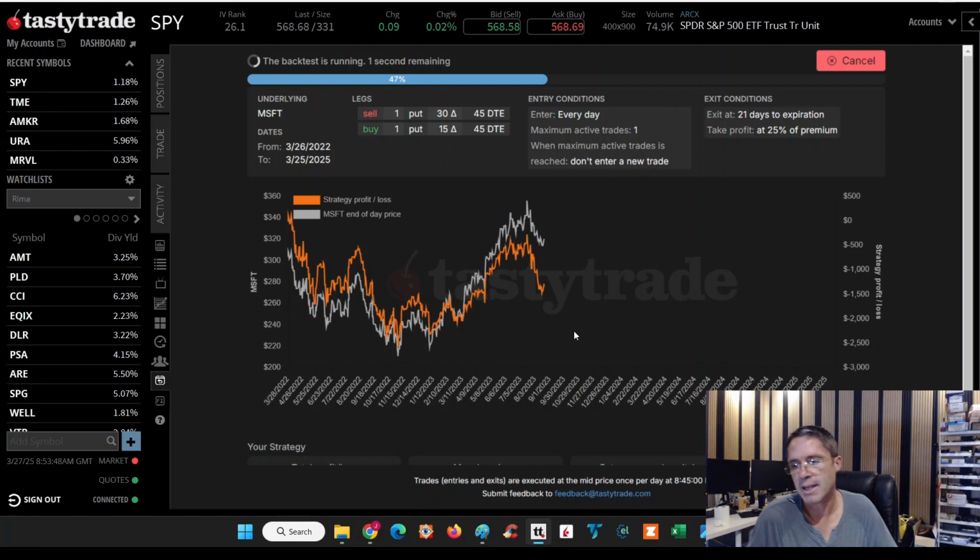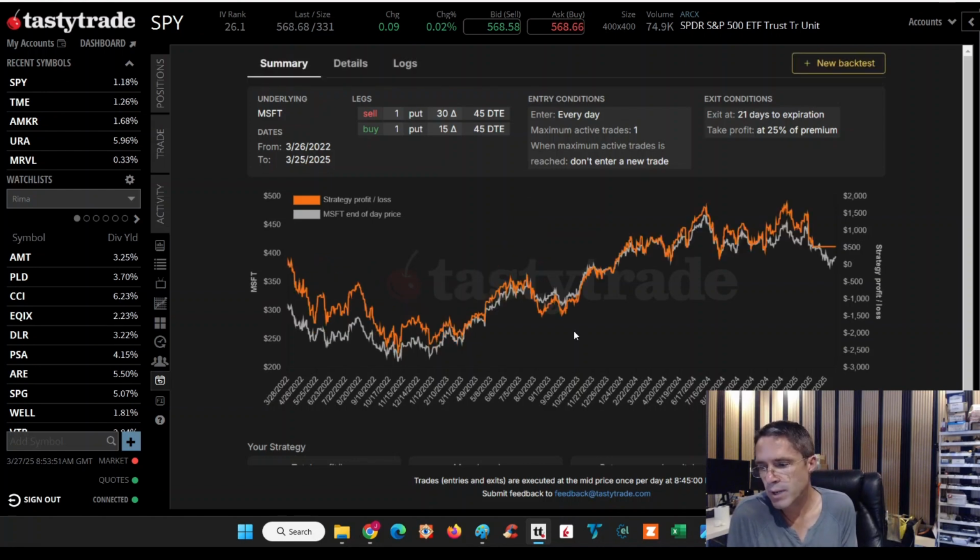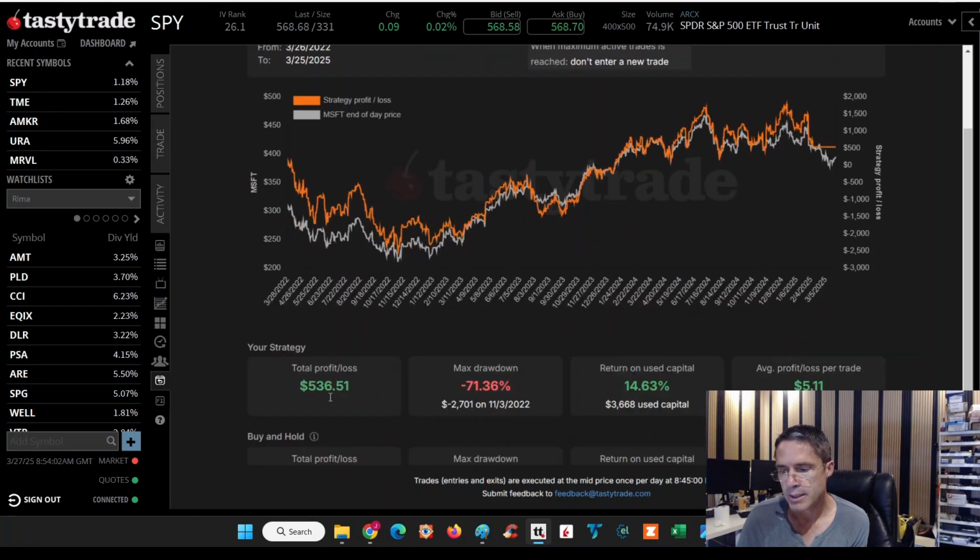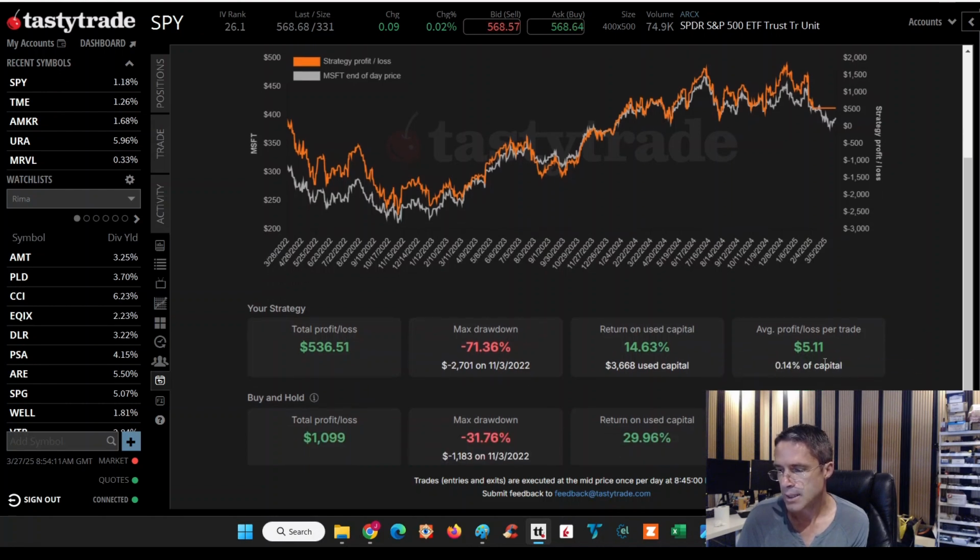So a fairly standard put spread, and those are the results. Maximum active trades 1, doesn't enter a new trade, 21 days to expiration, takes profit at 25%. How did we do? The strategy made a profit of $536, which is a 14% return on the used capital. Average profit and loss per trade was $5. If you had just bought and held, you would have made $1,000. Return on used capital, 29%. So in this circumstance, you haven't created a great strategy because the buy and hold did better.